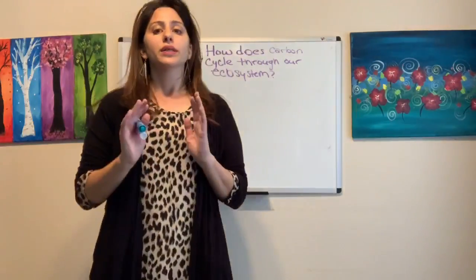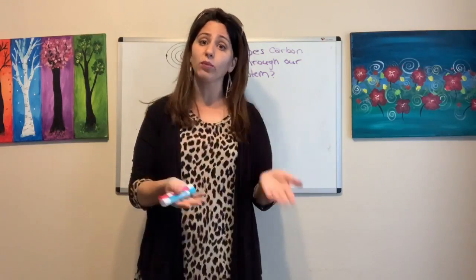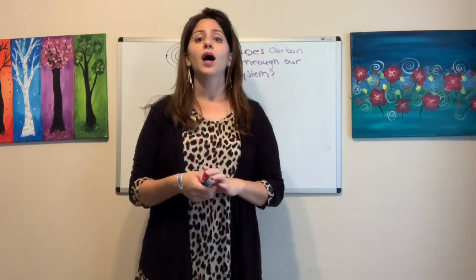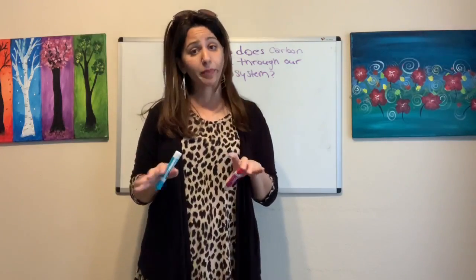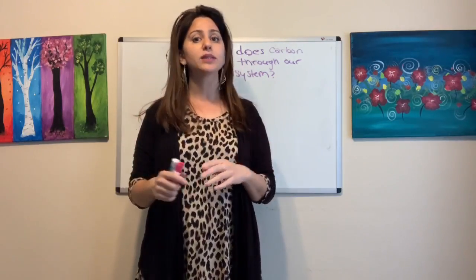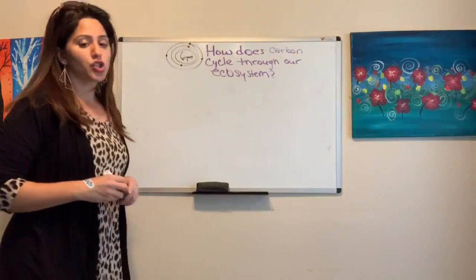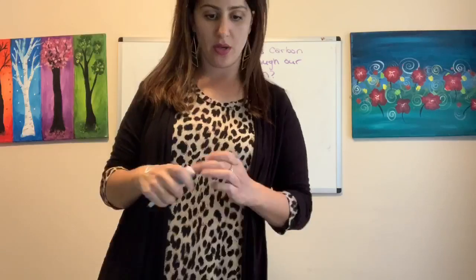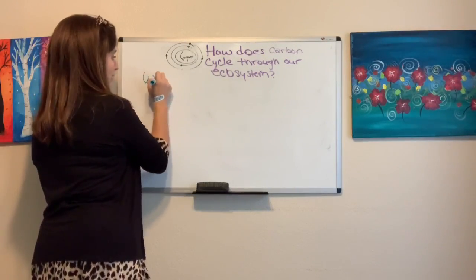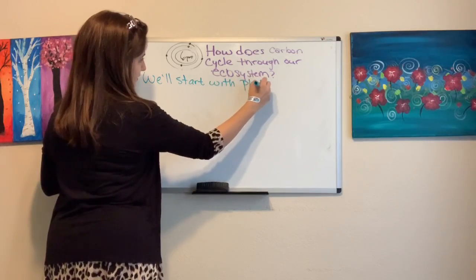Now, this topic might be a little bit confusing. If you have questions, write them down as we're going, so this way, when we Zoom later on, you can ask me those questions. It's a little bit of a difficult topic. Hopefully, I'm going to try to explain things slowly. We're going to review it. And hopefully you'll be okay with this topic, okay? So how does carbon cycle through the ecosystem? So let's start with photosynthesis.